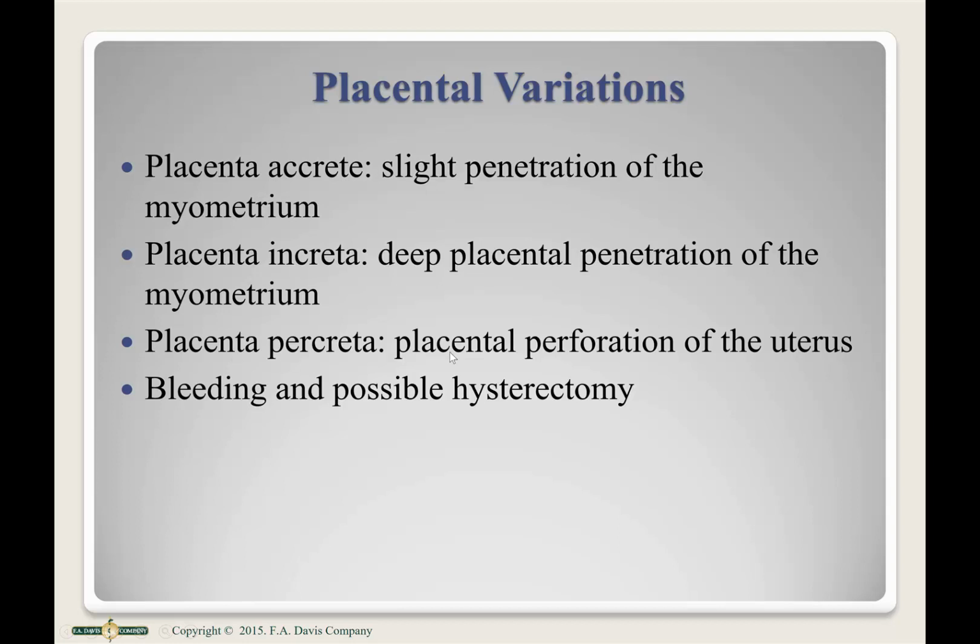Placenta percreta has completely penetrated through the uterine wall. Okay, and this placenta could now be implanted and adhered to abdominal organs like the bladder or the bowel. And this person is definitely going to be losing her uterus. Okay, and that's what a hysterectomy is. This can cause severe bleeding issues.